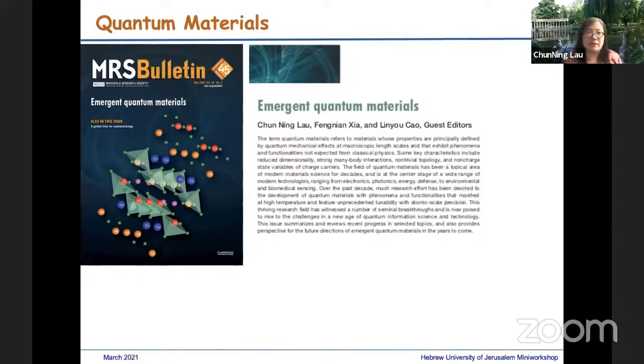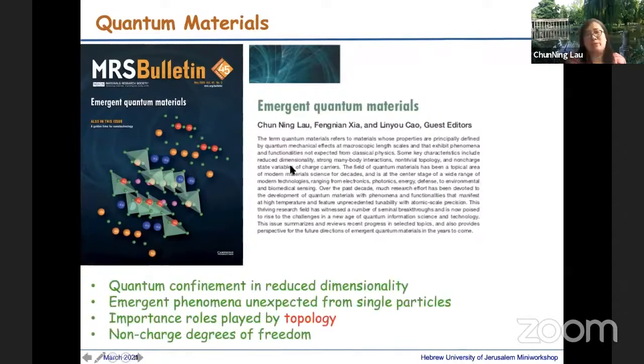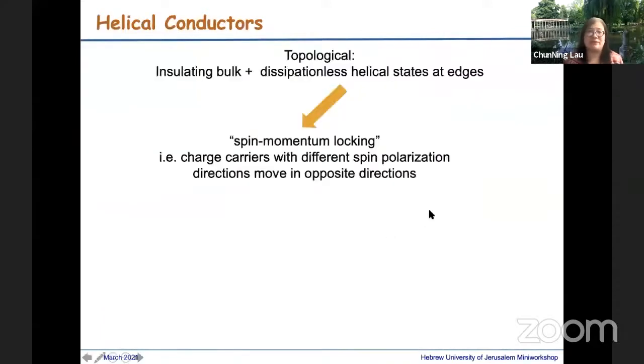In this article, we came up with four criteria of what defines a quantum material. For example, reduced dimensionality, correlated behavior, non-charge degrees of freedom, and one of them is important roles played by topology. So you already heard from Professor Soldorf and Professor Evertov very nice talks about how topology is important in determining the properties of twisted bilayer graphene. So now we know topology is important. So today I'm going to talk about another topological phenomenon, a topological conduction in van der Waals structures.